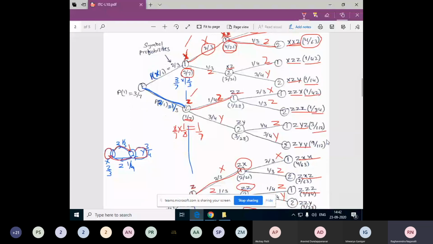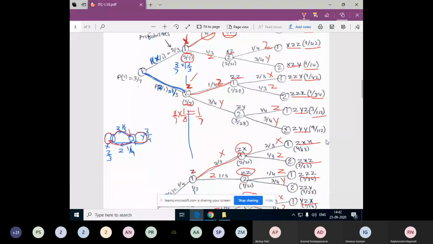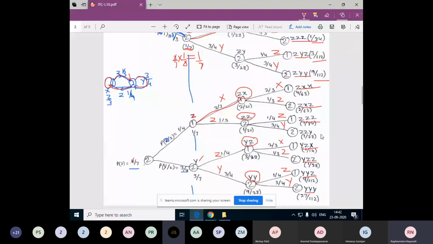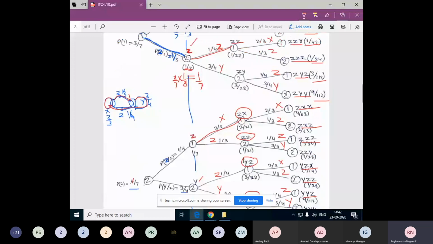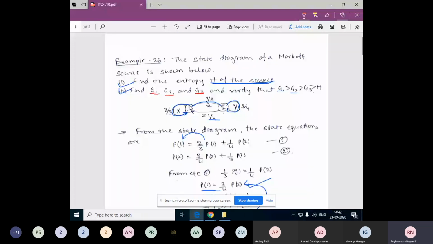Any doubts in this tree diagram? No, sir. Okay, this question is for 12 to 15 marks. So this is a very important question.